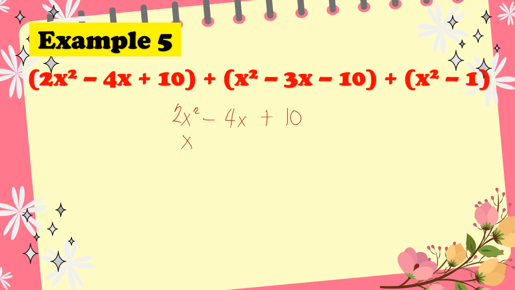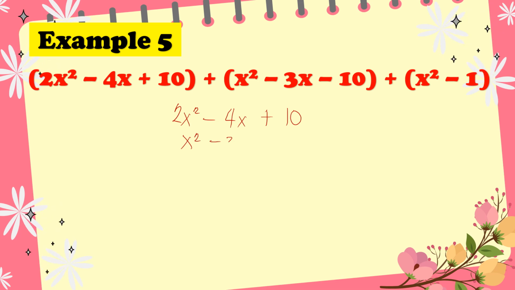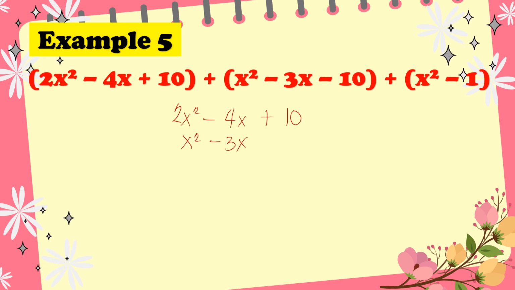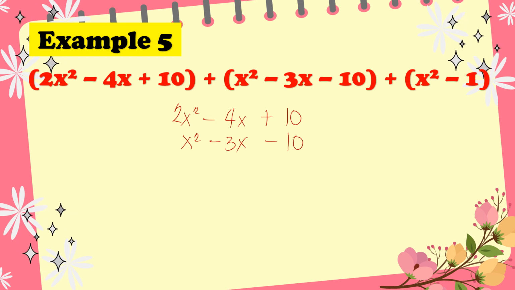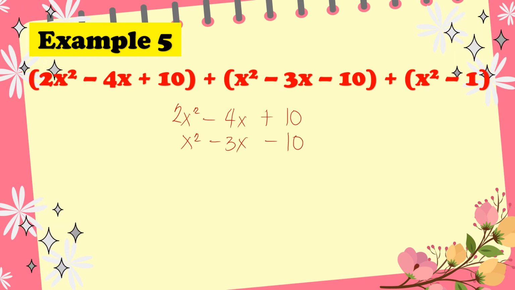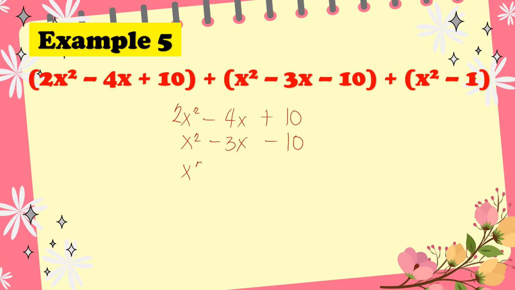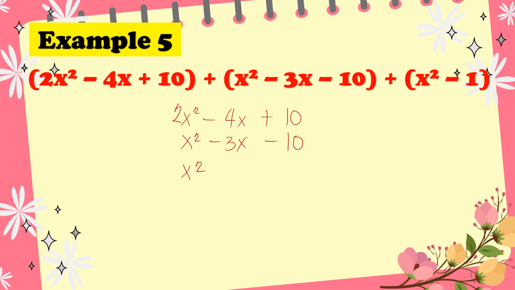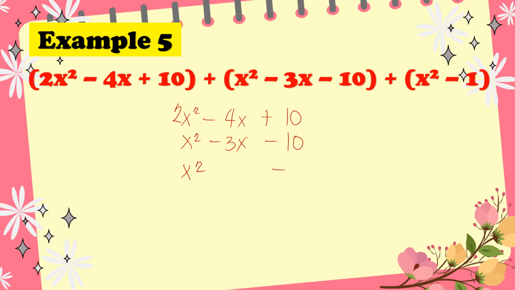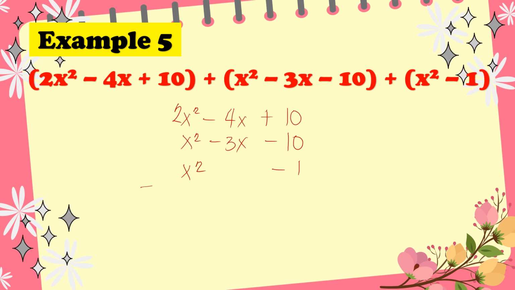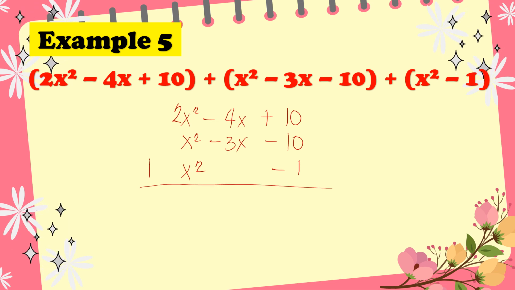So, similar sa kanya si x squared. Tapat natin si 3x, negative 3x. Tapos si negative 10. And then, si x squared, tatapat natin dito. Tapos, wala siyang middle term kasi walang x doon. So, ang meron is yung negative 1. So, pwede na natin gawin yung vertical addition.